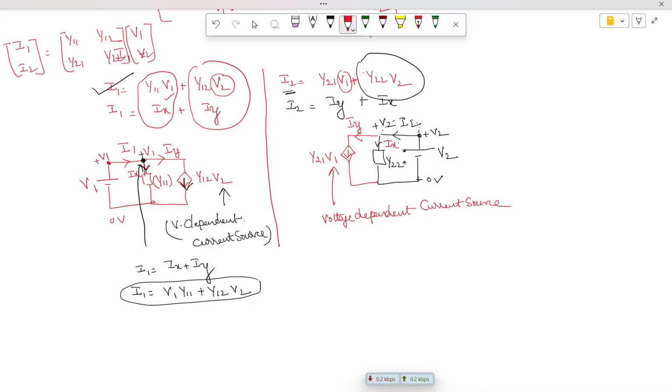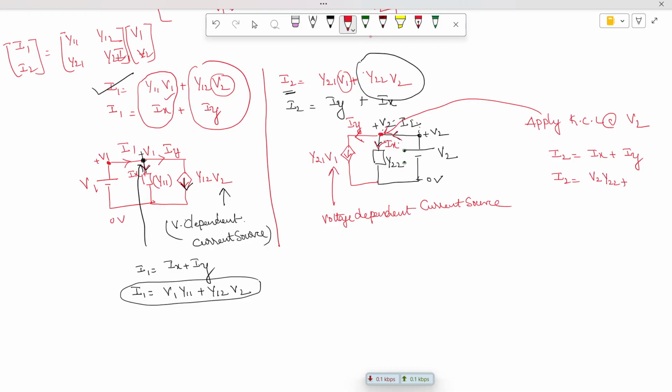Now let's try to re-verify and apply the equations here. Okay, so try to apply Kirchhoff's current law at the node V2, at this node. What is the entering current? Entering current is I2, leaving current is Ix, and one more leaving current is Iy. So therefore I am going to write I2 is equal to, how to write Ix? It's a product of voltage into admittance. The voltage at this point is V2 multiplied by the admittance Y22.